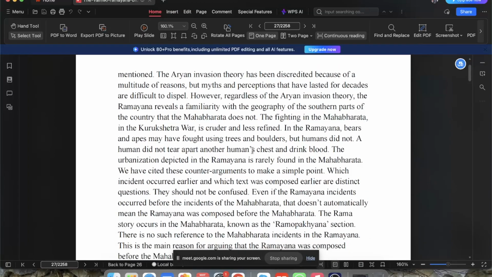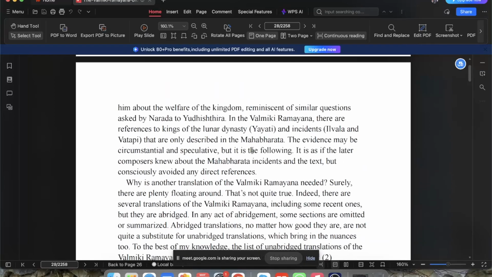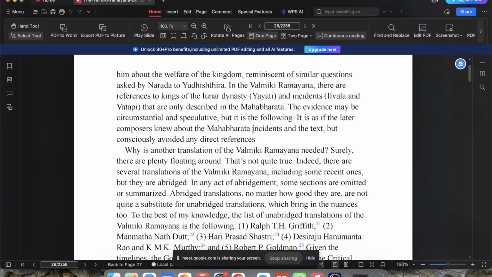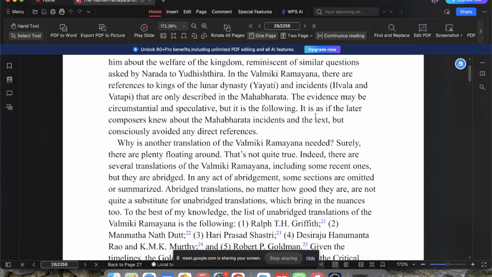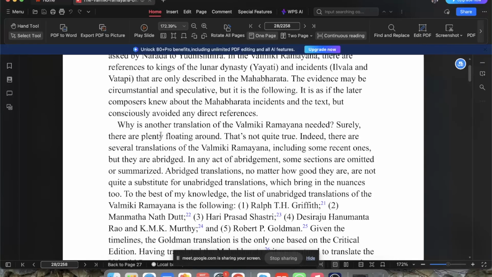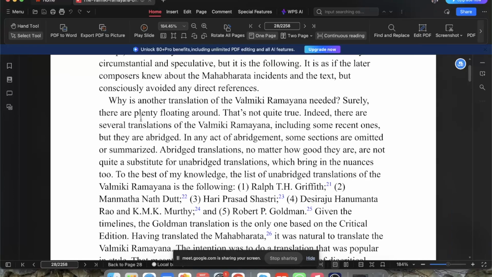Okay, so let's read. The evidences may be circumstantial and speculative, but it is the following. It is as if the later composers knew about the Mahabharata incidents and the text, but consciously avoided any direct references. Okay, so let's read from here. Why is another translation of the Valmiki Ramayana needed?